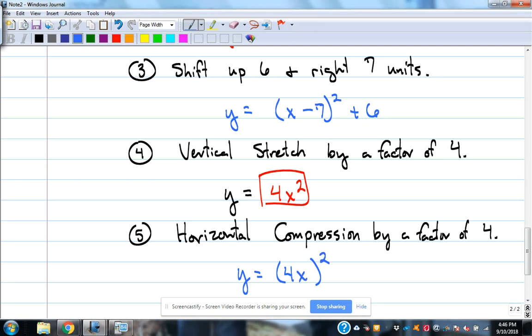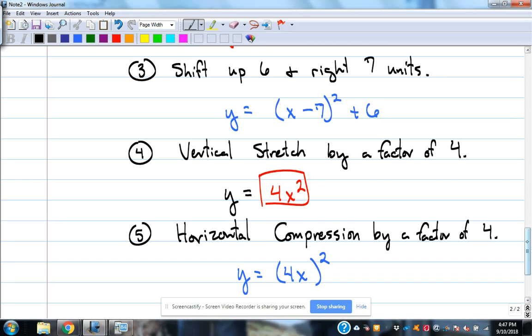With some functions, if you try to do this with a graph, it's easily confused because some horizontal compressions look a lot like vertical stretches. They look very similar when you graph them. So just having this rule set in your brain is going to help you. Because if you look at graphs, it's hard to tell. But when you look at equations, it's very easy to tell what's going on.